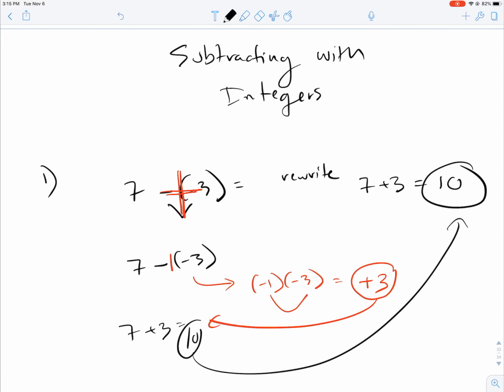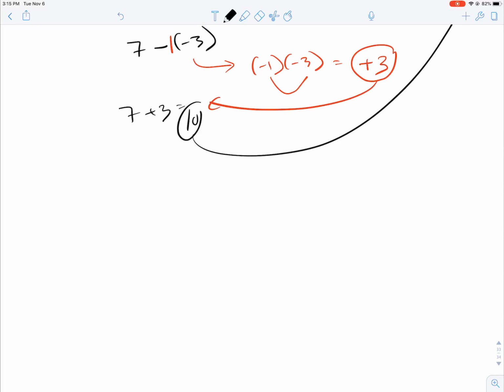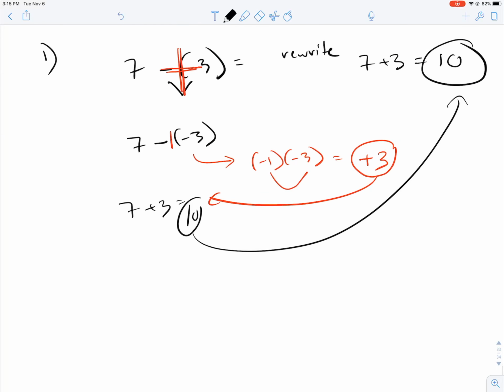Okay, let's go on to another example. Oh, by the way, feel free to pause the video or go back and replay it if you still need to clarify, or you simply want to remind yourself of the concept.